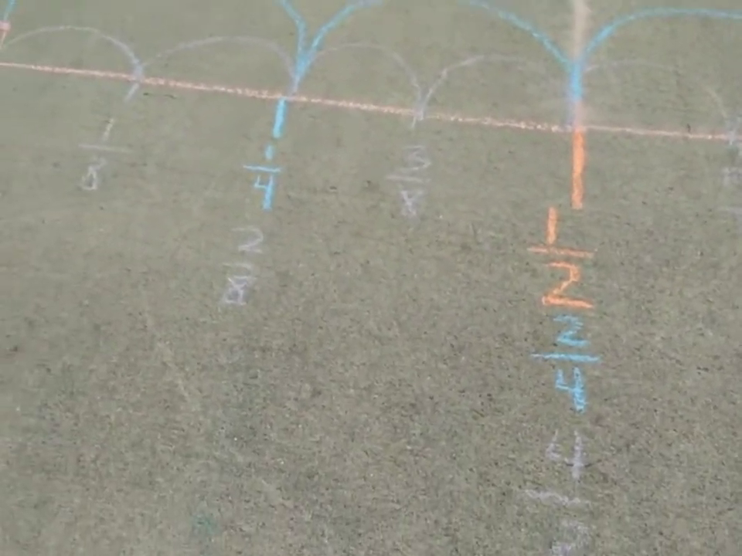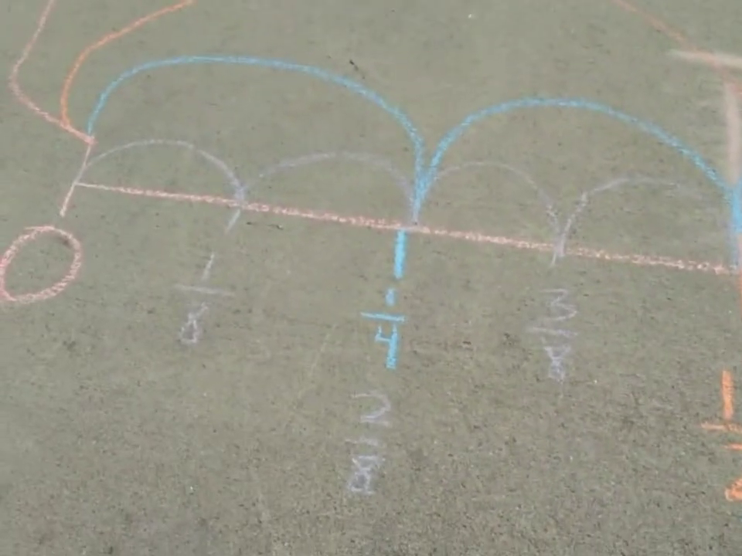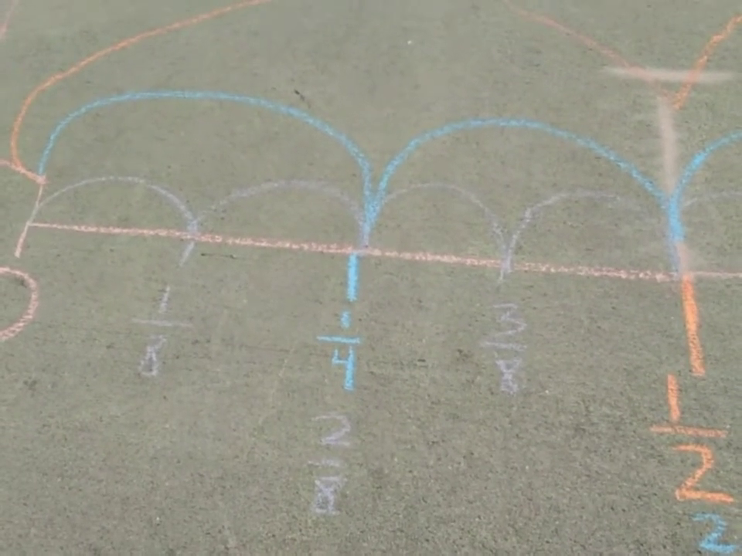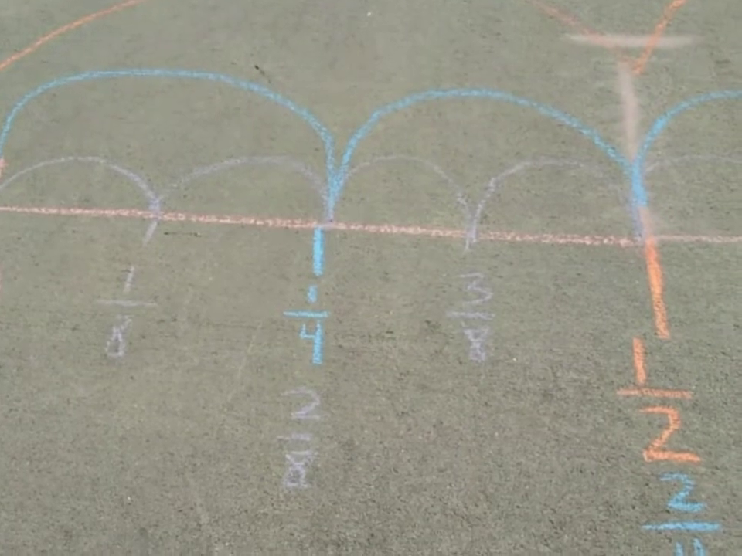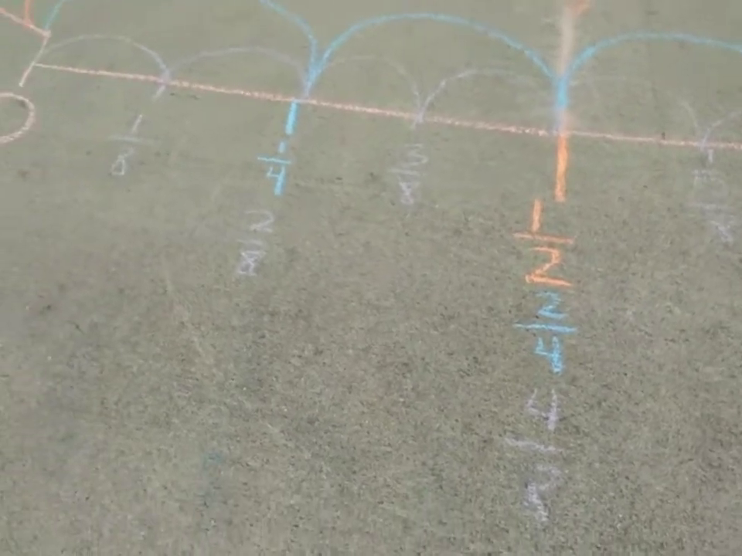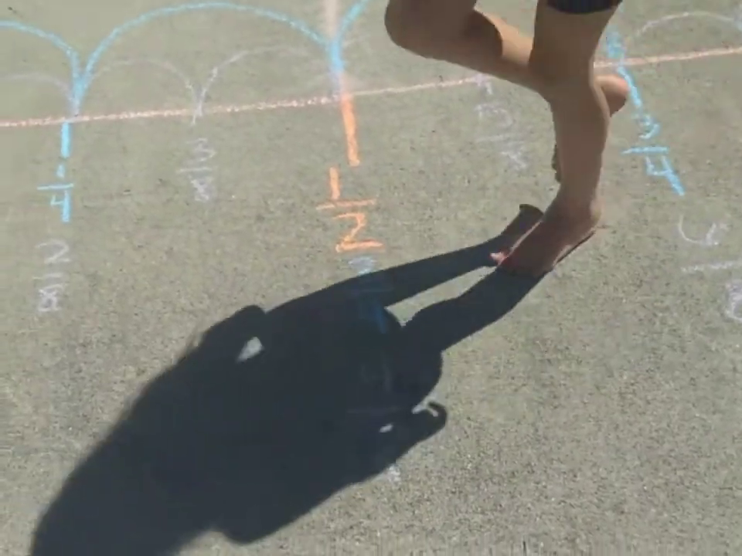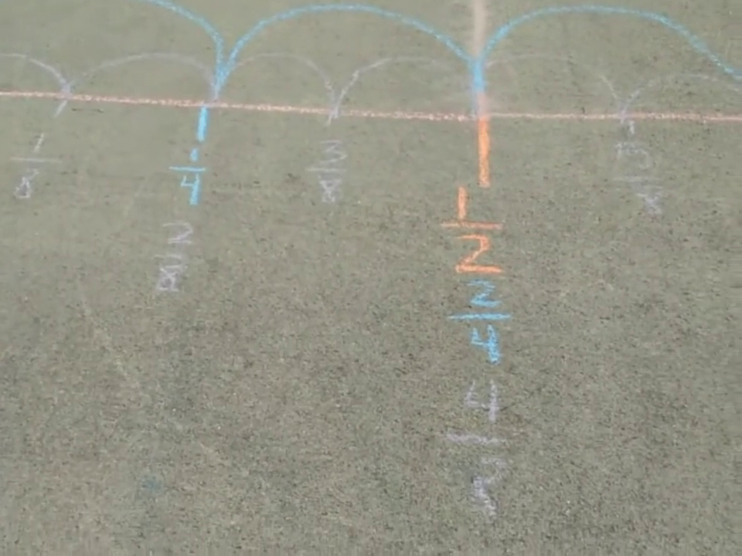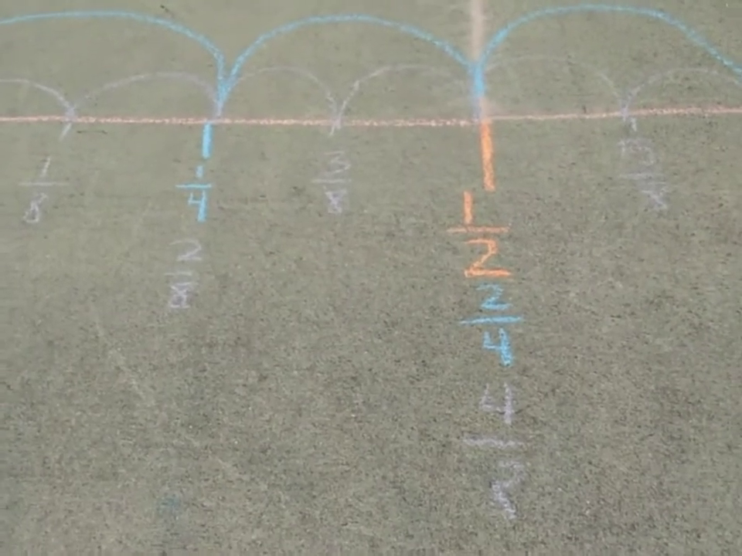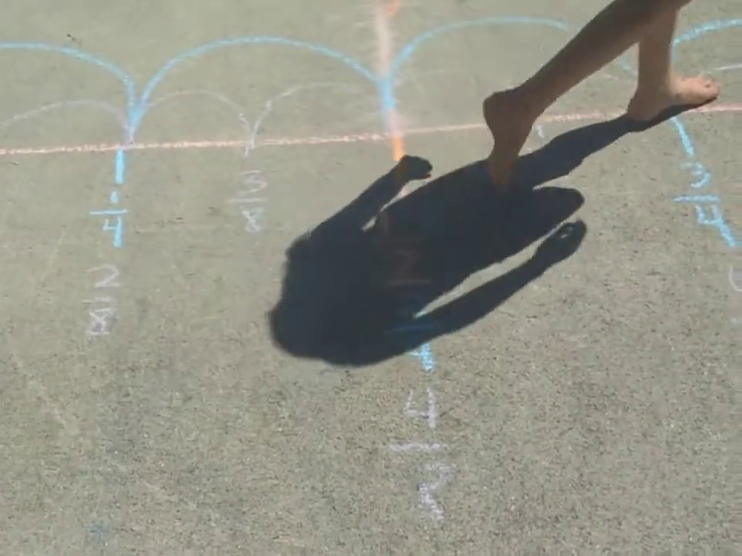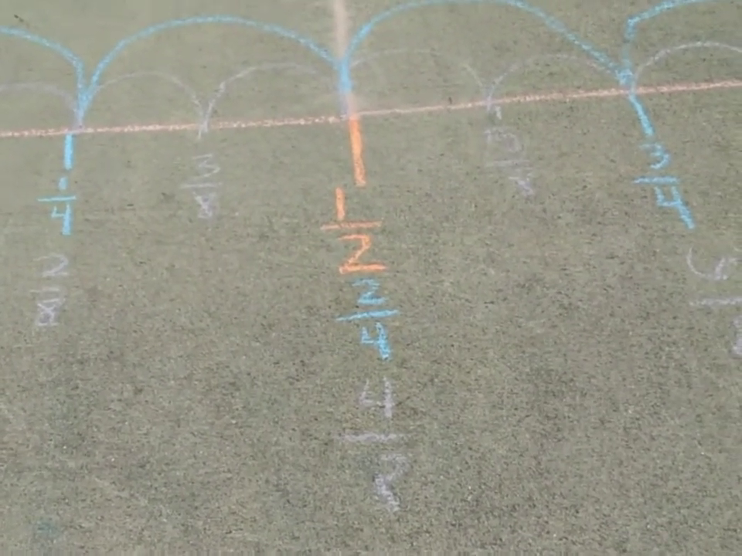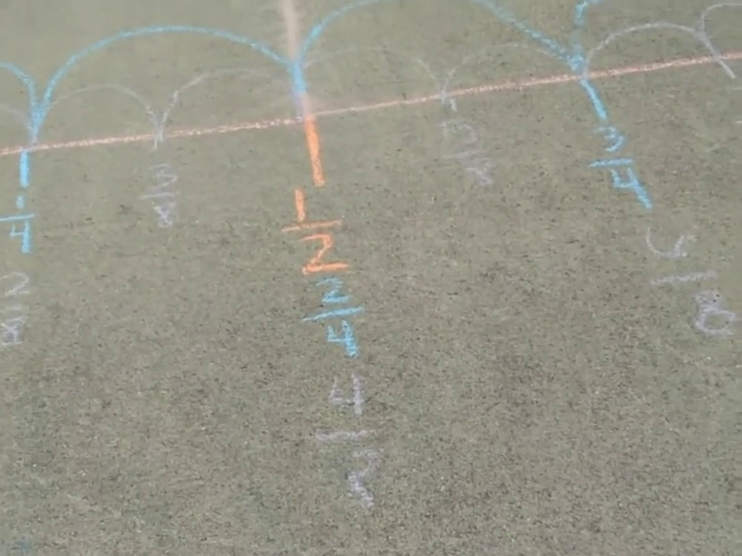Okay, now let's look at our 4ths. How many 1/4 are there in 1/2? 2. How many 4ths are there in 1? 4. How many 1/2s are there in 1? Is that too easy? 1/2. How many halves are there in 1? I'm sorry, 1/2 in 1/2 is 1. But how many 1/2s are there in 1?